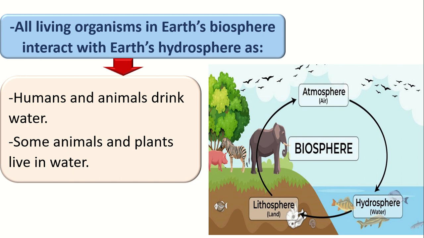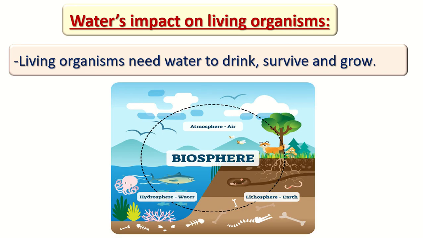When humans and animals drink water, this is interaction between the biosphere and the hydrosphere. Humans and animals are the biosphere, and water is the hydrosphere. Also, some animals live in water, like fish, and also some plants, like algae. When they are living in water, this is also interaction between biosphere and hydrosphere. Hydrosphere comes from water and biosphere comes from living organisms.